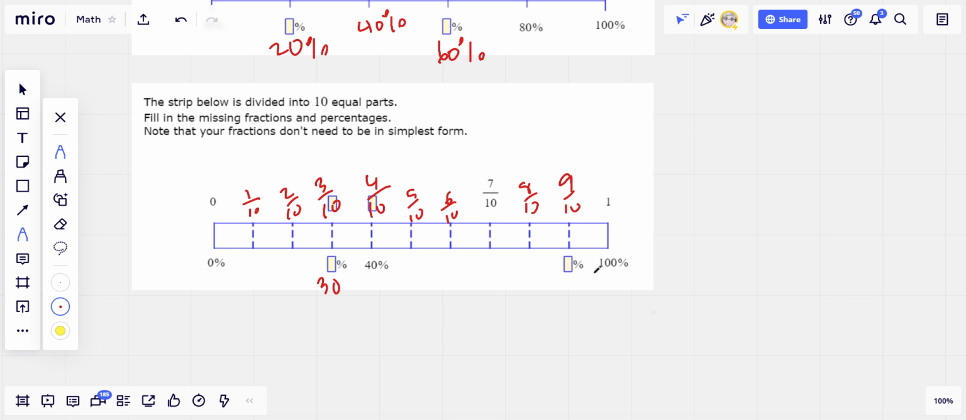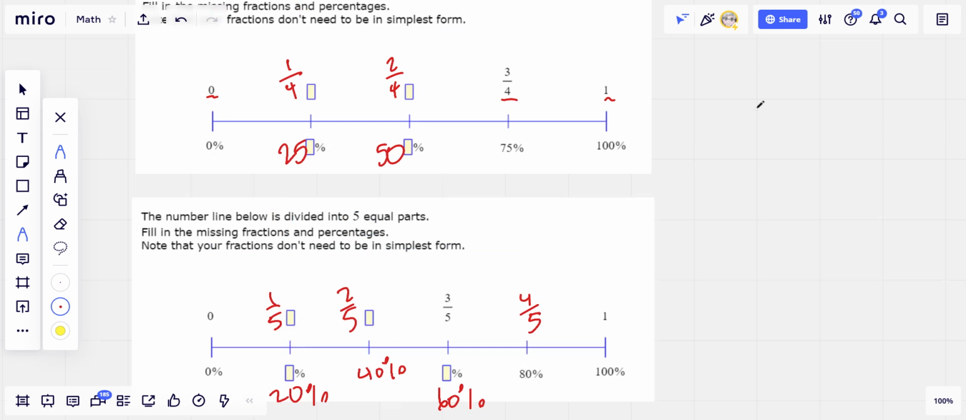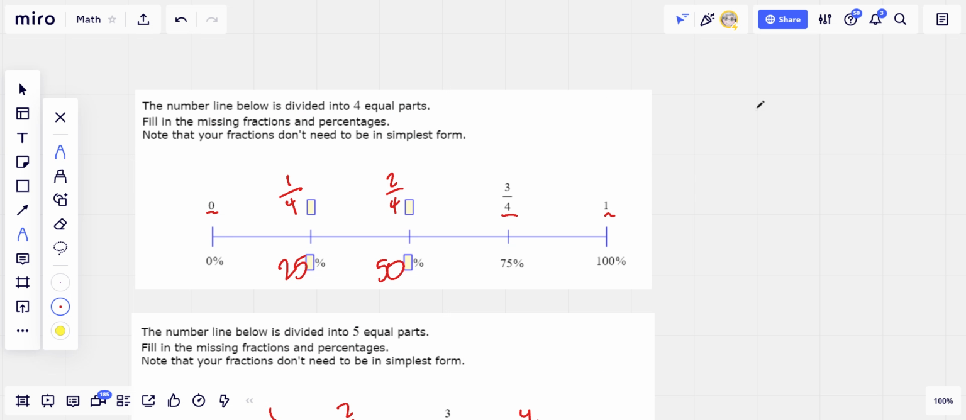So what's the percentage then for 9/10? Yeah, you guessed it, it's 90%. So each tenth is another 10%. So that's a little bit of work with filling in number lines for these benchmark fractions.